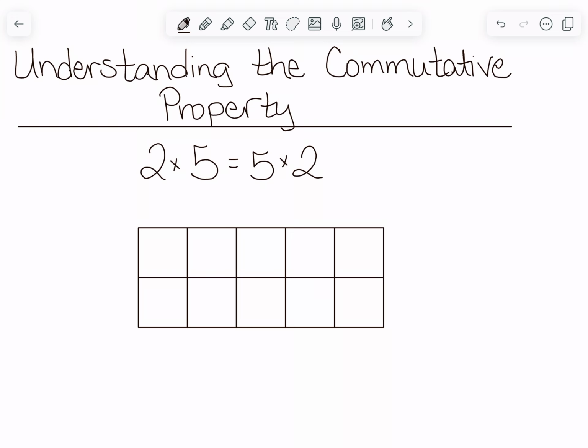So the important question to ask students is, are the groups the rows or are the groups the columns? If the groups are the rows, then we have 2 groups of size 5, which is 2 times 5. But if the groups are represented with our columns, then we have 5 groups, each with 2, 5 by 2. Either interpretation works, and both lead to the same total.